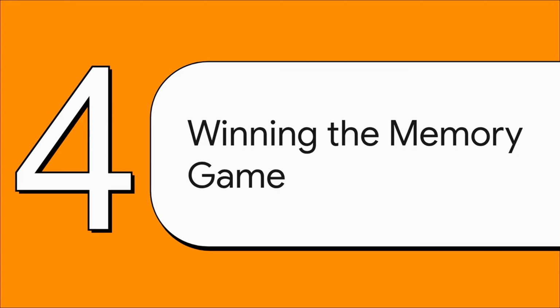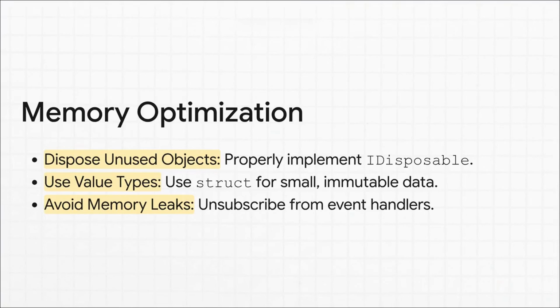Okay, so our code is fast, our data access is super efficient, but there's one more resource that we have to manage like a hawk. It is time to win the memory game. Yeah, good memory hygiene is just not optional. It all starts with properly getting rid of objects you're not using anymore.